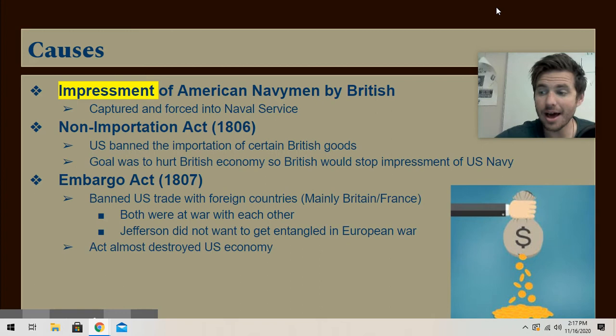Second, we have the Non-Importation Act of 1806. This banned the importation of certain British goods, not all. It was passed under the Jefferson administration, and the goal was to hurt the British economy so the British would stop the impressment of the U.S. Navy.